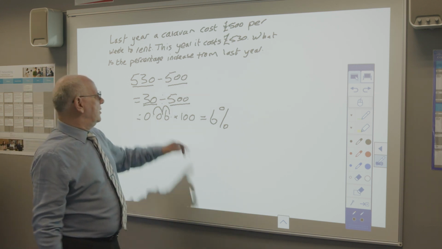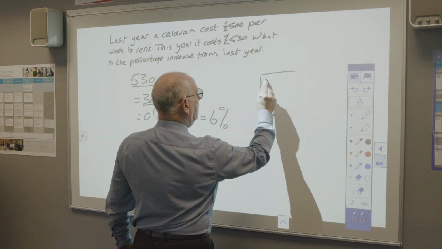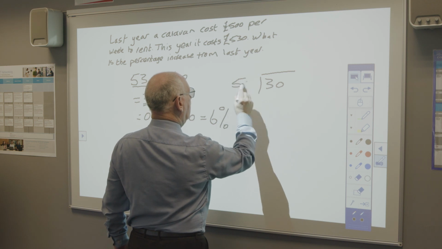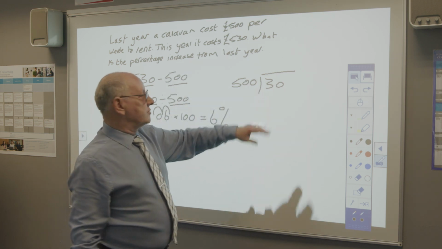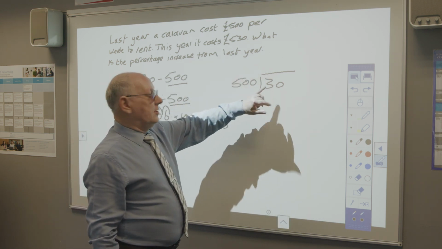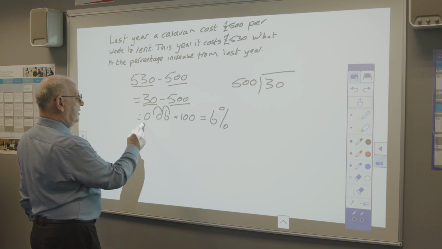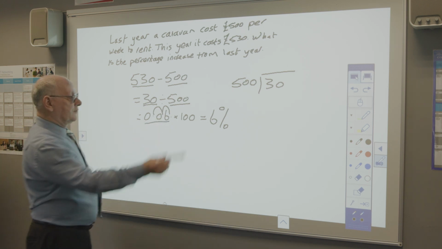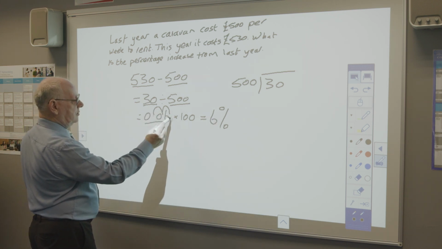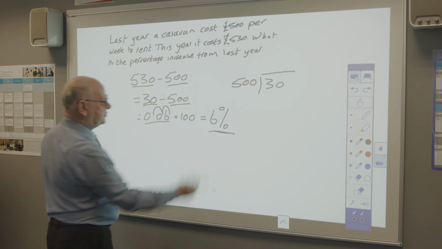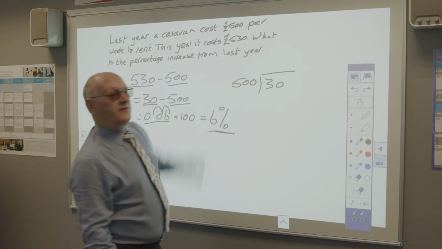Now, this is important. That looks wrong, because what you're actually doing is this. And again, the larger number would normally be inside the box, but this is correct. It looks wrong, but it isn't. You divide 30 by 500, you get 0.06. You've got to multiply that by 100 to get your percentage. So, move it twice, and you get 6%.